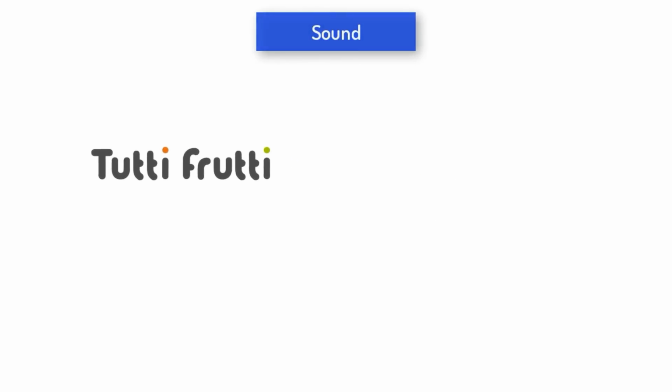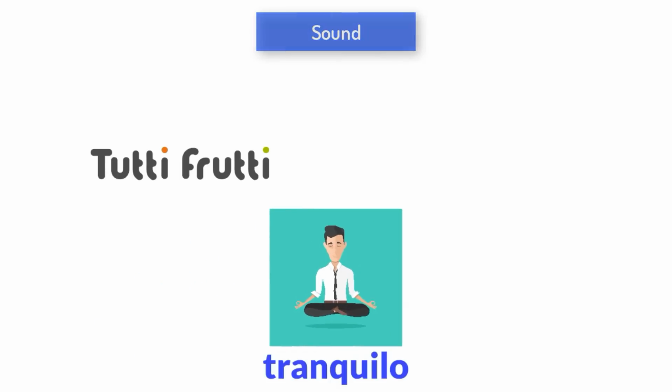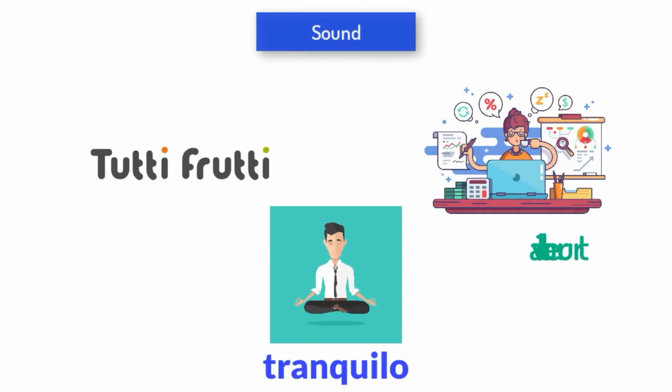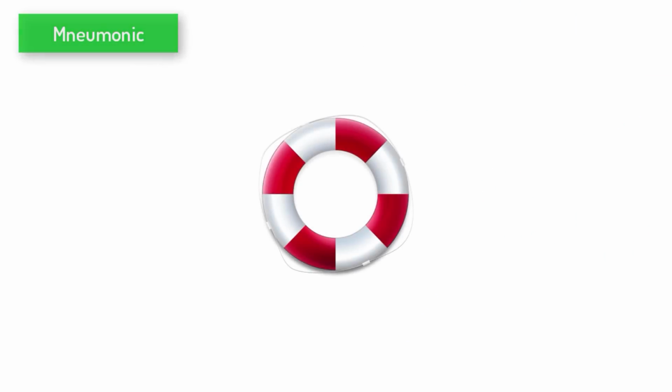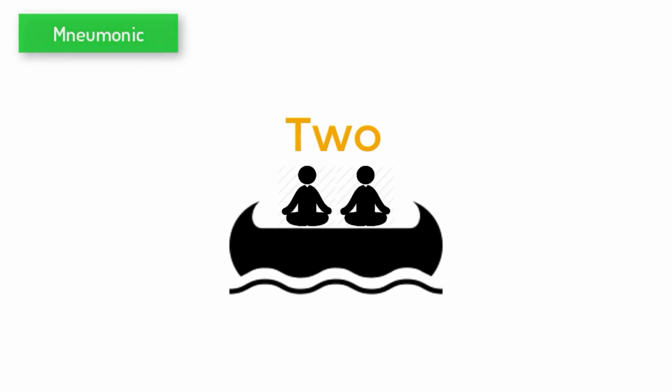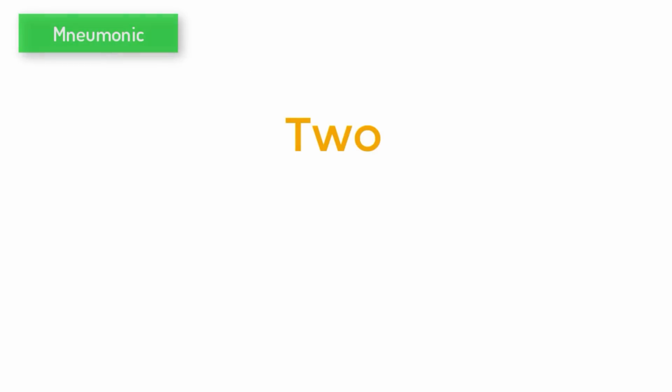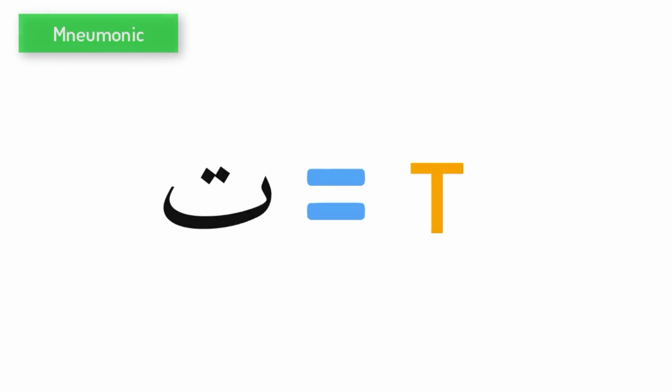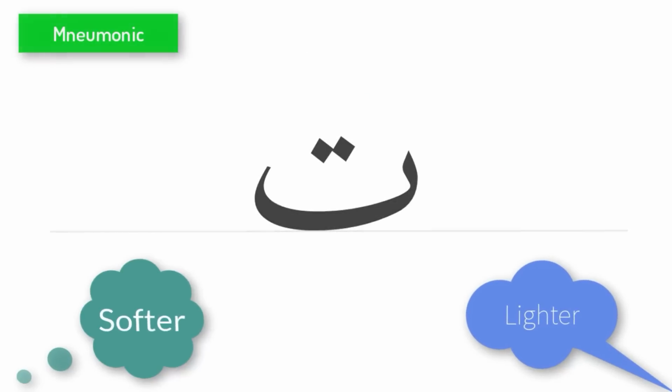The T in the Italian tutti from the phrase tutti frutti is an exact equivalent, as are the Spanish tranquilo and the French travailleur. For ba, it was the buoy that reminded us of its B sound. For ta, a good way to remember it is if we can imagine two men on board the boat. The word two, beginning with the T sound, should be enough to remind you that ta holds this T sound, but is lighter and softer.